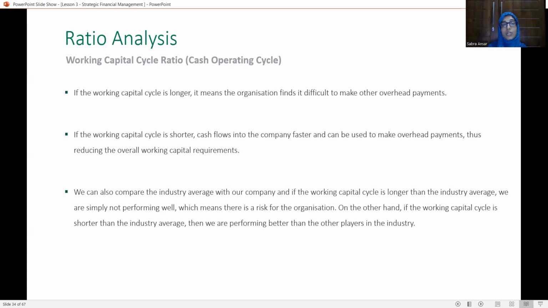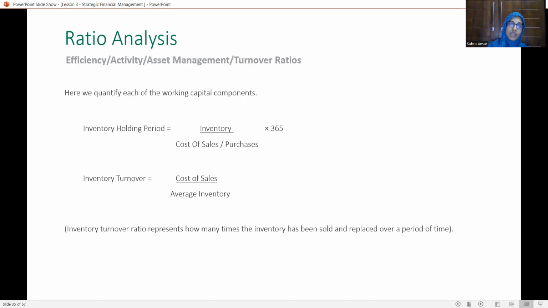Also, when we compare the industry average with the company, if the working capital cycle is longer than the industry average, we are simply not performing well, obviously. And it means there is a risk for the organization. And if the working capital cycle is shorter than the industry average, that shows that the organization is performing better than the other players in the industry as well.